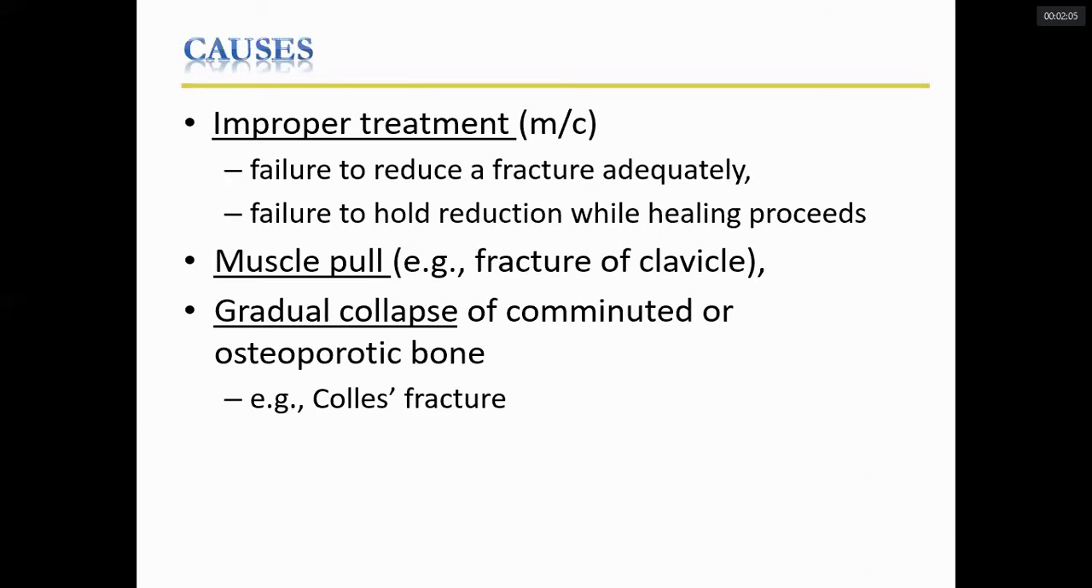So what are the causes of malunion? The most common cause is improper treatment. Apart from that, it can be because of the pull of the muscles. For example, in a fracture of the clavicle, gravity pulls the fracture fragment downwards, so it allows the fracture to unite in an abnormal position. Another cause is gradual collapse of a comminuted bone. For example, a Colles fracture, which usually occurs in the elderly population with osteoporotic bones. There is gradual collapse of the fracture, and such a fracture may go into a malunion.